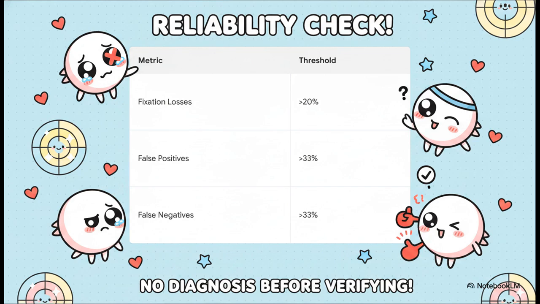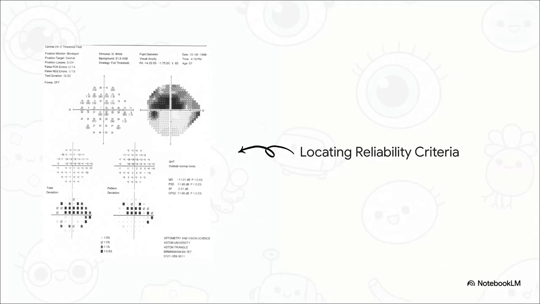A trigger-happy patient with high false positives is going to completely mask a true defect. You can find these vital clues right here, situated neatly at the top left of the printout. Always make this your very first glance when a printout is handed to you in clinic.